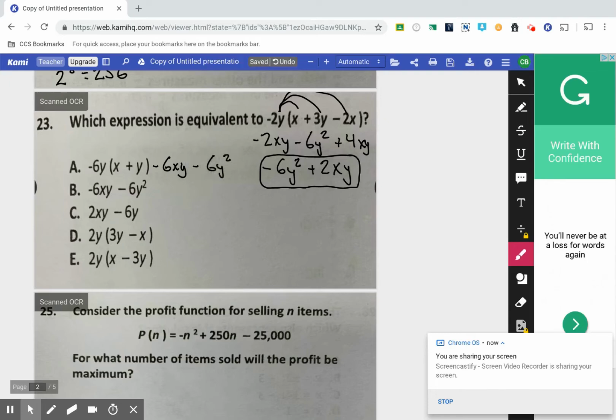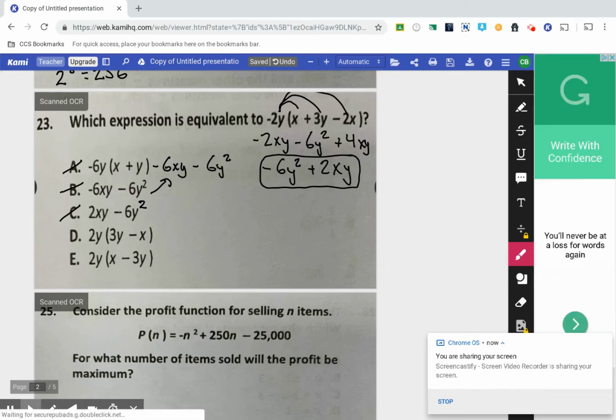All right, got the negative 6y squared part, but negative 6xy doesn't match our 2xy. That's out. B's already been multiplied out for us. Again, it's the same answer that we got here, just already written out, so we know that's not right. All right, C, no work there. 2xy minus 6y, that's close. Our y just included the exponent of 2, so that's not it.